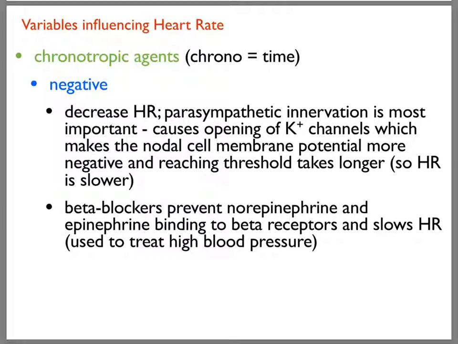And then some other things that are acting as negative chronotropic agents are beta blockers. Beta blockers are things that prevent norepinephrine and epinephrine from binding to their beta receptors, which normally they want to bind to. And so this will slow down heart rate. Beta blockers are things that we use to treat high blood pressure. And you'll actually see that the negative inotropic agents in that group are also going to have substances that are used to treat high blood pressure.